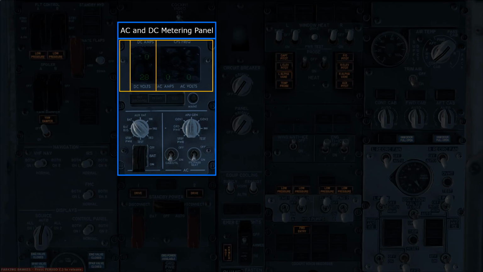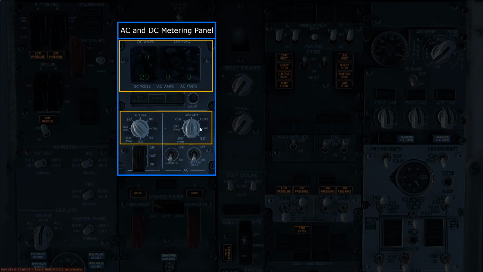On the left you have a DC ammeter and voltmeter below that to measure the DC amps and volts. In the center and right side we have the AC ammeter and voltmeter, and just above that is the frequency meter to monitor the frequency of electricity within the systems.